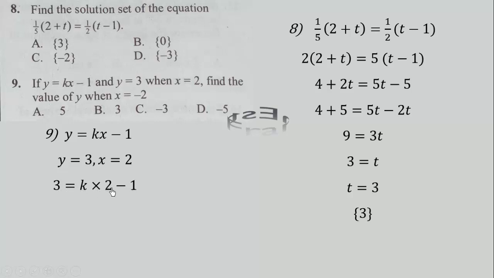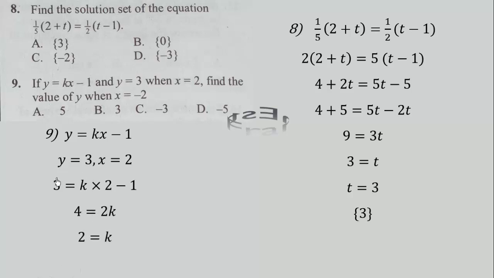Now let's simplify by sending the 1 to this side, or adding 1 to both sides of the equation, to get 4. 3 plus 1 will give us 4 is equal to 2k. If you divide through by 2, you get k is equal to 2.